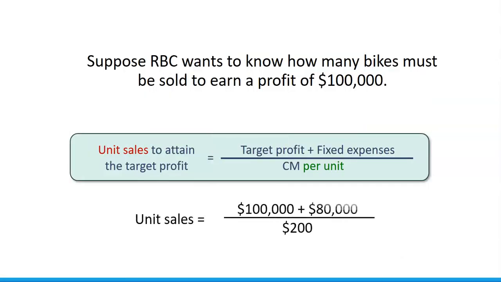So when we look at an example, if we have fixed costs of 80,000 and we want to earn a profit of 100,000, we add that target profit plus our fixed expenses and divide by our contribution margin per unit. So in an effort to do that, we would need to increase our unit sales to 900 a month.